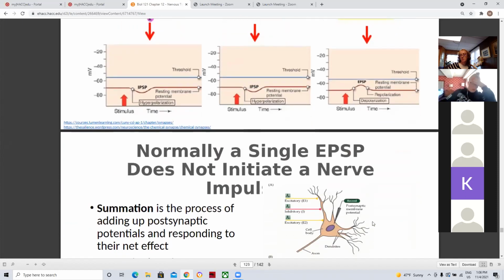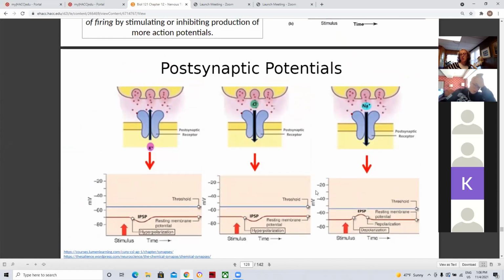So potassium and chloride are negative, and then sodium is positive. Potassium and sodium are positive, chlorine is negative. But I'm saying when they enter the cell, the potassium will make it more negative, the chloride will make it more negative, and then the sodium will make it positive. Yes, you're right.